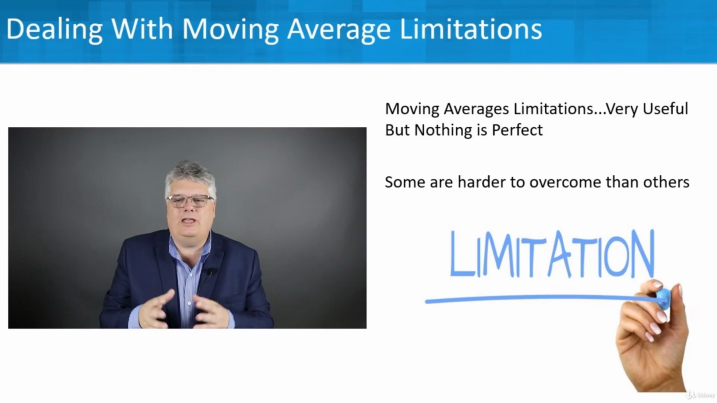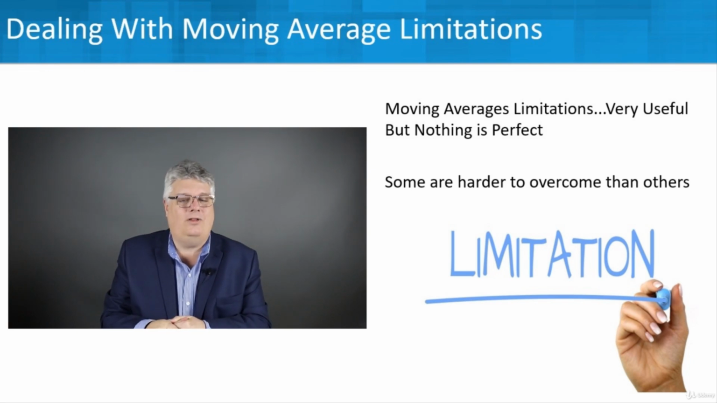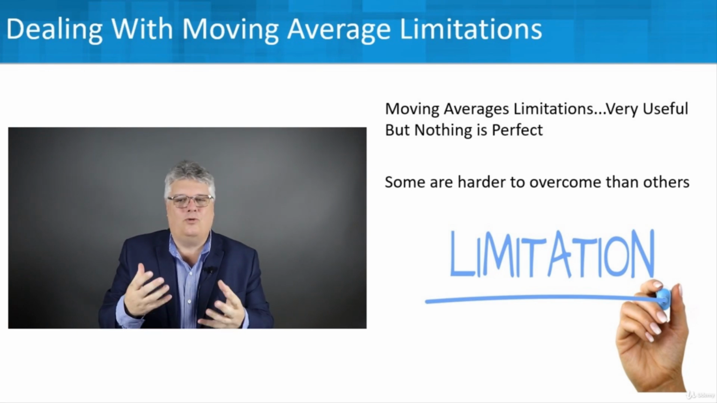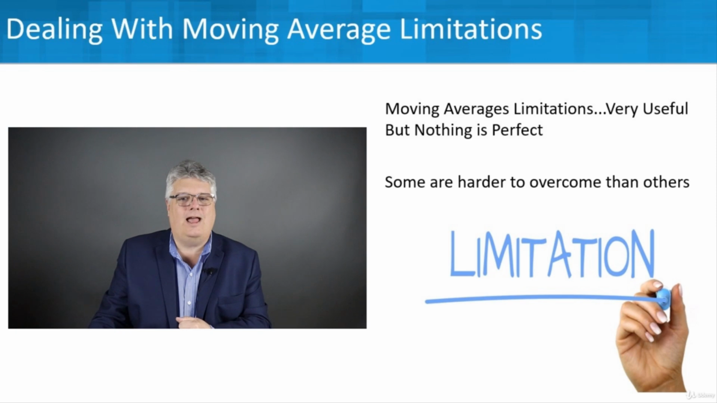Now, here's the deal with moving averages. They have limitations. They're very useful, but they're not perfect. You know, nothing's perfect, right? But they can be used in conjunction with other types of indicators as well, as a really good confirming indicator or working as a pair. And some of these challenges are harder to overcome than others. So let's take a moment to talk about some of the limitations and some of the ways that we can overcome them. We talked a little bit about filters with the simple moving average. Let's talk about some other things we can look at as well.